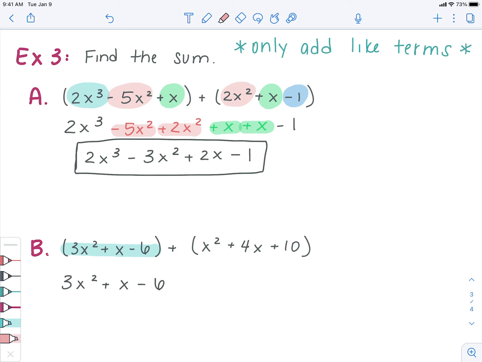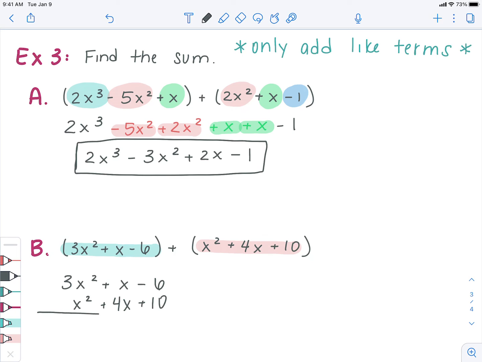So then I'm going to take my second equation, the x squared, the 4x, and the 10, and I'm going to make sure that when I rewrite it underneath, the x squareds are lined up together, the regular x's are lined up, and the numbers are lined up.